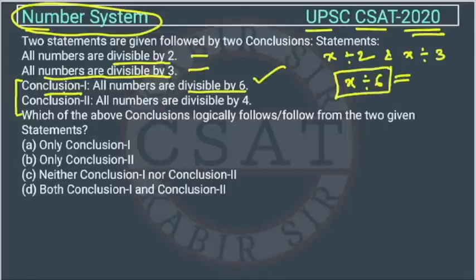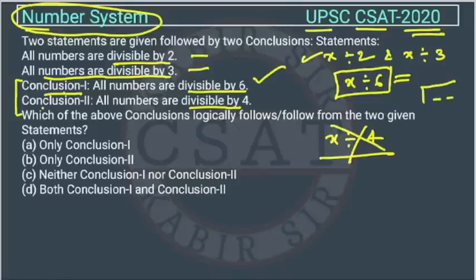Second conclusion: all the numbers are divisible by 4. We know that this number is divisible by 2, right? But we cannot say whether it will be divisible by 4 or not, because we know just that this is divisible by 2. What's the divisibility rule of 4? The last two digits should be divisible by 4, right? So conclusion 2 does not follow. Okay. So only conclusion 1 follows. The answer to this question will be option A.